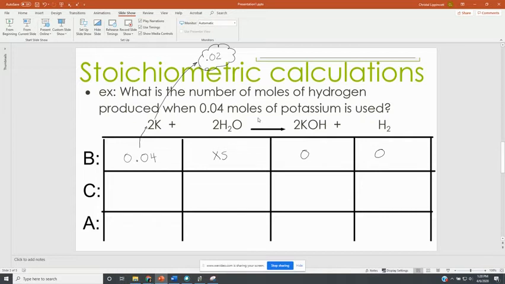And then they wanted to know how many moles of hydrogen would be produced. So I need to bring that back down here through my hydrogen. My coefficient here for hydrogen is 1. So anything times 1 is itself, so 0.02. So 0.02 moles is how many moles of hydrogen we would be producing in this reaction. So 0.02 moles of hydrogen would be our answer.